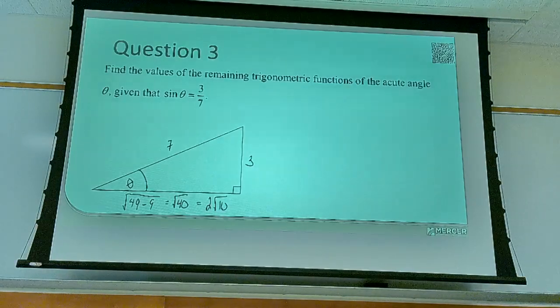What other trig function do we know? Cosecant. What's cosecant? The reciprocal, which is 7/3. So again, that's one of those where if this was a test question and you got the cosecant wrong, you cried. You probably smacked your head on your desk.